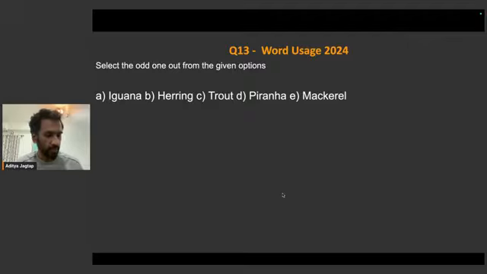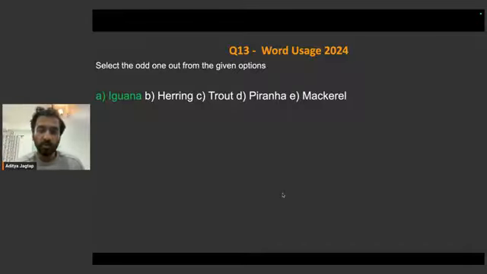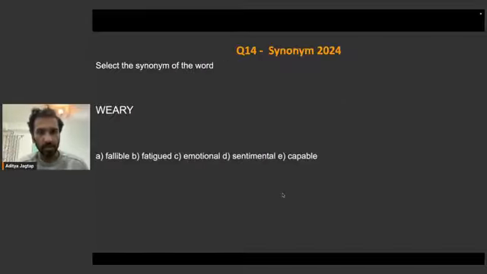Question 13. Iguana, herring, trout, piranha, mackerel. So the right answer would be iguana, which is a lizard. And these are all fish. Correct. Again, this can very easily be considered a GK question, but in the 2024 paper, as you can tell, they asked this question last year. Let's look at another 2024 question.